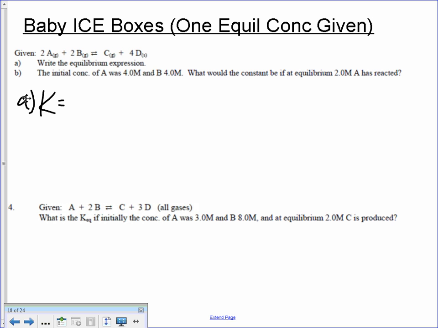K is equal to the concentration of C, D to the 4th power, over A squared and B. Oh, my bad. Sorry. You guys can see this better. Yeah, D is definitely a solid. Let me just erase this. This is on your paper, yes ma'am. It's number 3 on the left-hand side.